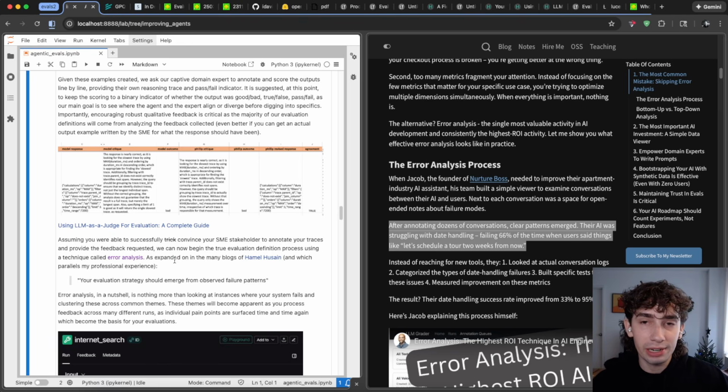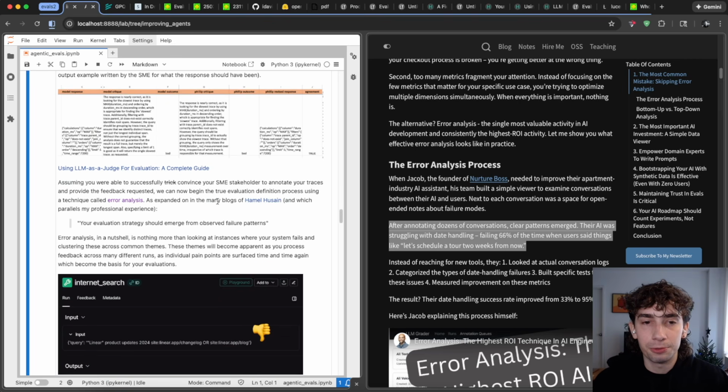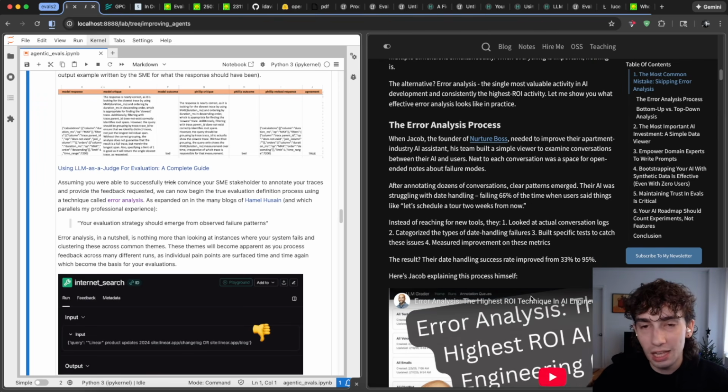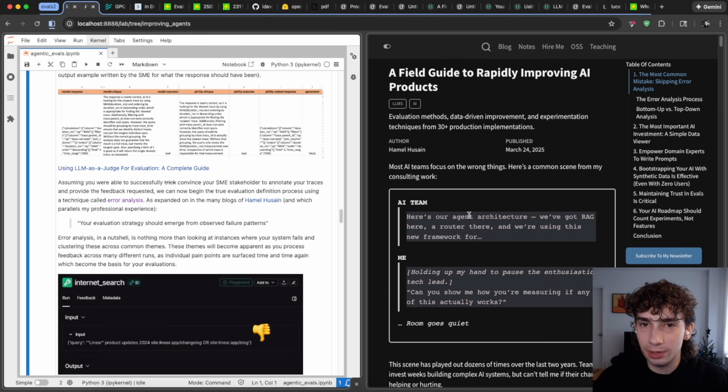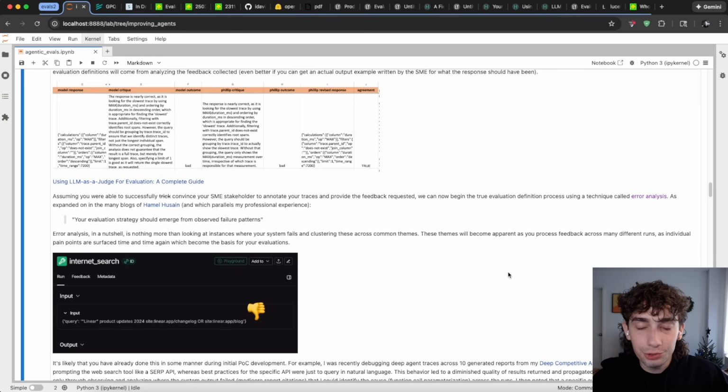So assuming we were able to get the annotated input outputs as well as the feedback from them, what we can do now is perform what has been defined as error analysis. I've adopted this specific definition of error analysis from Hamel Husain here, who wrote up this great blog on a field guide to rapidly improving AI products. At its core, this is nothing more than really looking at the instances where our system is failing and then clustering the failure modes across our common themes.